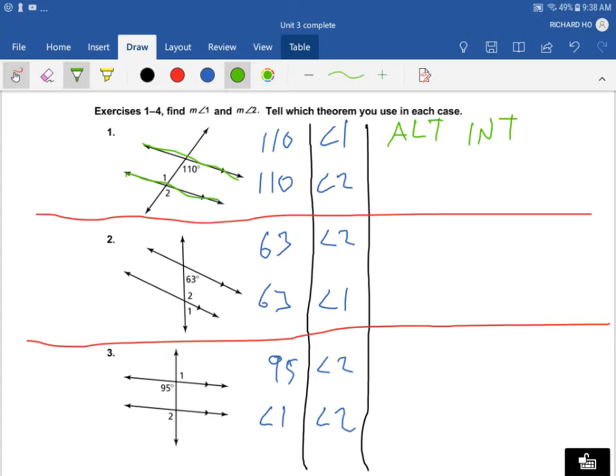With 110 and angle 2, they're not both inside, they're not both outside. 110 is on the bottom right, 2 is on the bottom right, so they're corresponding. 63 and 2. Are they inside or outside? Inside. They're inside. So they're interior, and then they're on the same side. So they're consecutive interior.